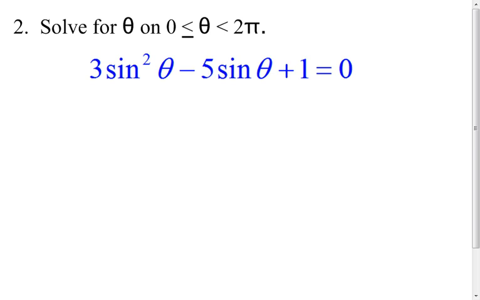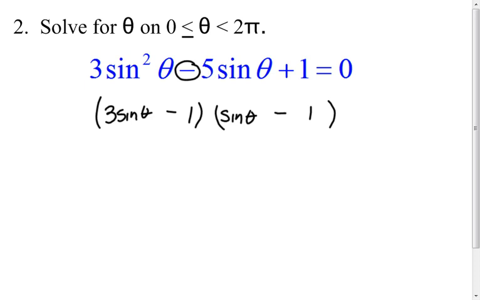Okay, here's another one. We are going to see if this factors. The only way to get 3 sine squared is to have 3 sine and sine. The only way to get 1 on the back is 1 and 1, and because it's plus at the end, it either needs to be plus, plus, or minus, minus, probably minus, minus because of this. But when you do your outsides, you get negative 3. When you do your insides, you get negative 1 sine, and that only gives you negative 4 sine, not negative 5 sine. So this one does not factor.